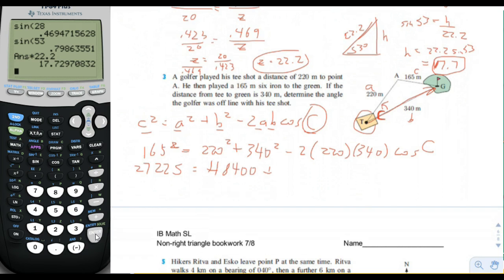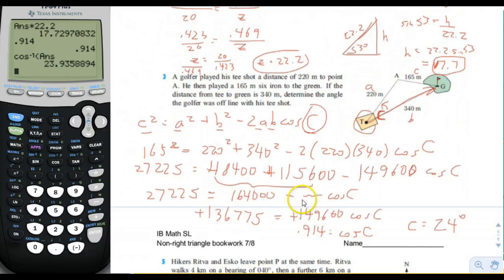48400, plus 340 squared, 115600, and then minus 220 times 340 times 2. I'm using this off-screen calculator because it's a lot easier to punch the numbers into it, although unfortunately it doesn't have sine and cosine, and we have cosine C here. Now I'm going to combine these terms, and I'll do that off screen so that you don't have to watch me.